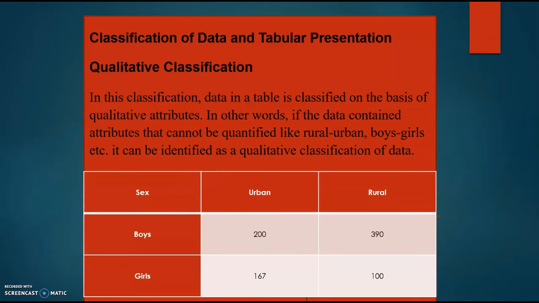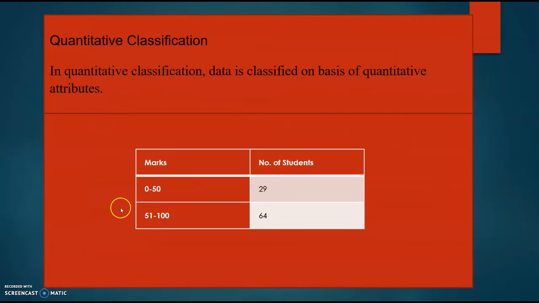So children, what do you mean by qualitative classification? When a classification is done according to attributes such as social status, physical status, nationality, etc., it is called qualitative classification. Next one is quantitative classification.